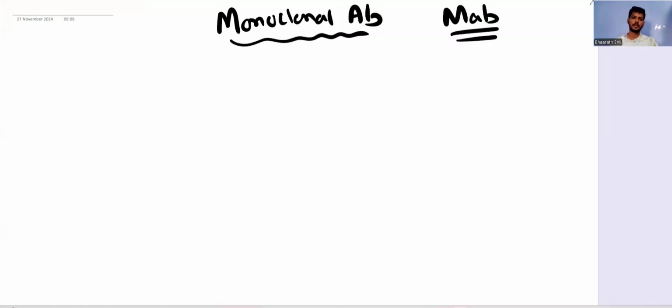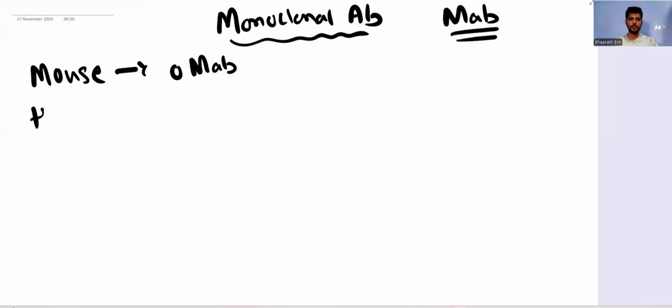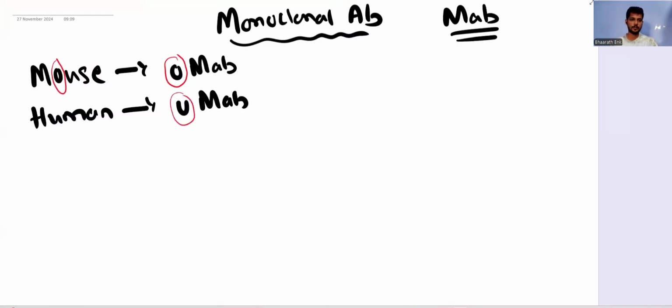Now, if this monoclonal antibody is completely taken from a mouse source, from a rodent source, it ends with the suffix "omab", right? If it is completely from a human source, then it ends with "umab". This is the nomenclature. So once you see "omab", it means that it is taken completely from the mouse. If you see "umab", it is taken completely from the human. But sometimes you need to mix a human protein with a non-human source protein. That is called humanized.